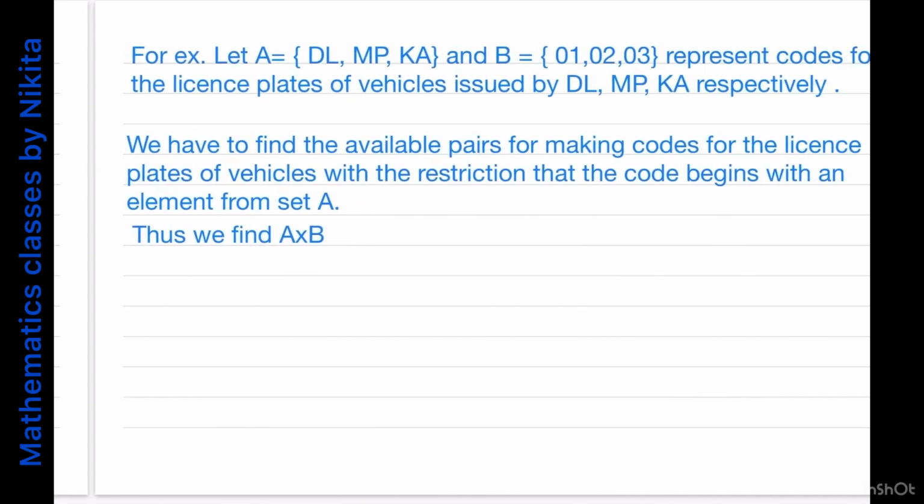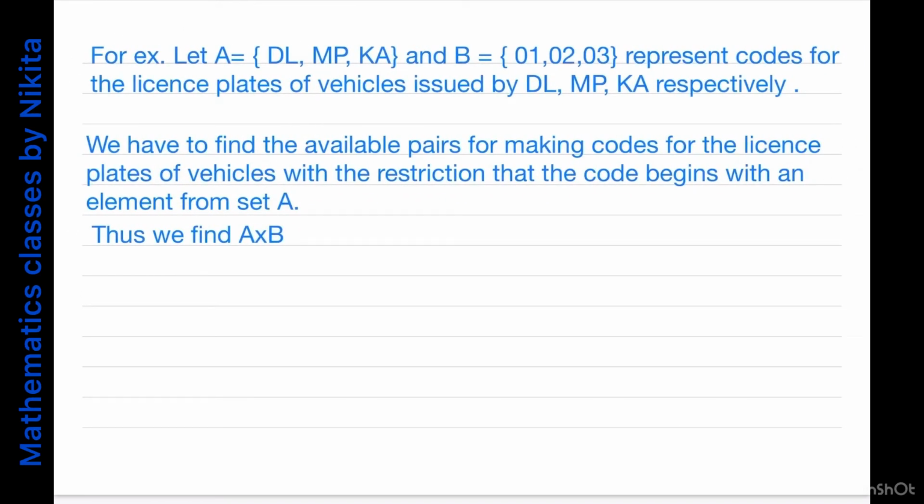Now let's see one practical example. This example is given in your NCERT book also. Let A equal to {DL, MP, KA}. DL stands for Delhi, MP stands for Madhya Pradesh and KA stands for Karnataka, and B equal to {01, 02, 03} represent codes for the license plates of vehicles issued by DL, MP, Karnataka respectively.